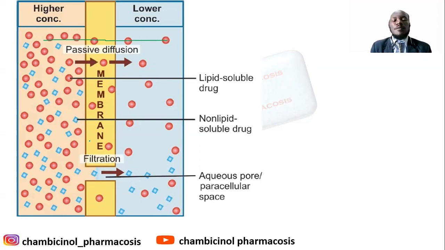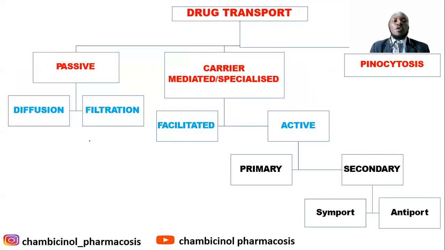So for the drug to undergo the filtration, its molecular size should be smaller than the aqueous pores. We are going to discuss it in detail. It is very important in the case of the glomerular capillaries. We have seen already the passive mechanisms, which are diffusion and filtration.